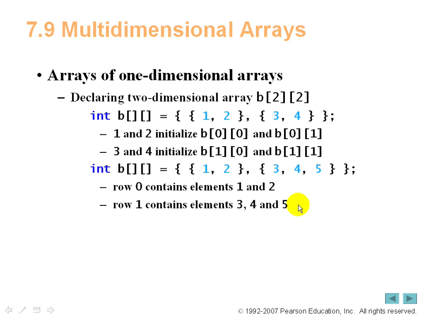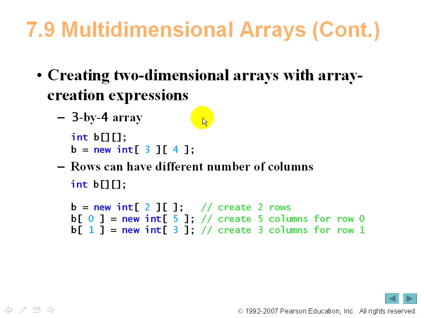Now you may be wondering, based on this, how would I dynamically allocate a multi-dimensional array? And we show you that in the next slide here. Let's assume we wanted to create a 3-row and 4-column array. We can allocate such an array as follows. We've first declared the array B as a 2-dimensional array, and here we're saying that B is a new integer array with 3 rows and 4 columns. So this would allocate a rectangular array of 3 rows and 4 columns.